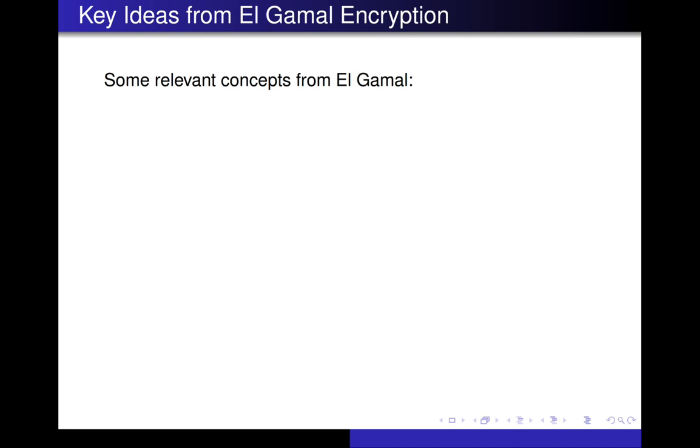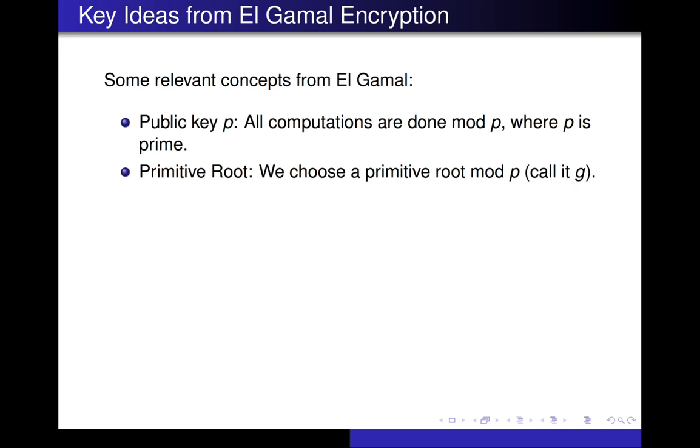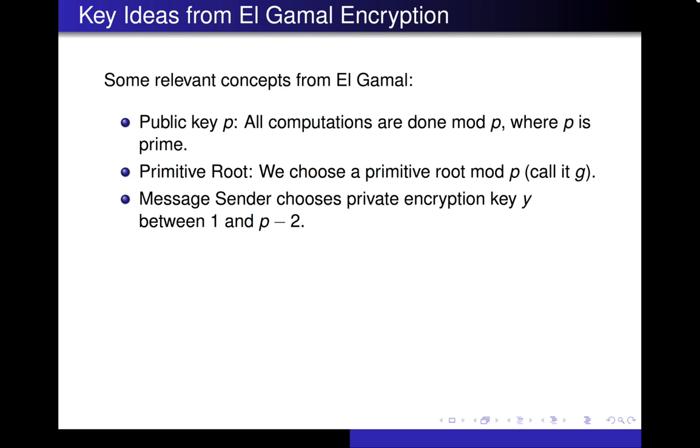We're not going to go through all the details of what that is. If you want to look at all those details, you can look at the other video, look at some of the activities that we did. But I'm just going to give you highlights from what happened in El-Gamal. First of all, of course, we had a public key P, and that just meant it was a prime number, and all computations were done mod P when we were doing encryption. And then we also had a primitive root mod P, and we'll call that one G. And it turns out we could choose any primitive root mod P that we want.